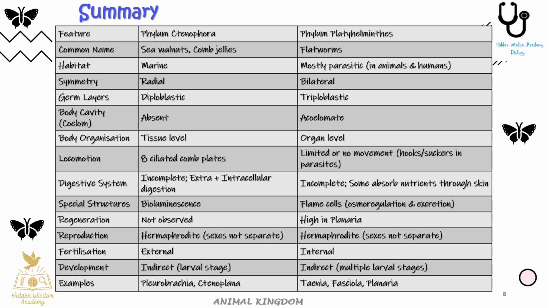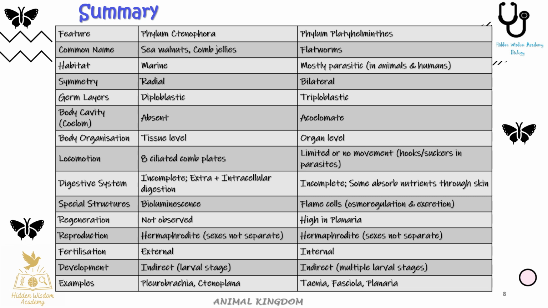Ctenophores are diploblastic, while platyhelminths are triploblastic. Ctenophores lack a coelom, while platyhelminths are acoelomates. Tissue-level organization is seen in Ctenophora, but organ-level in platyhelminths. Ctenophores move using 8 ciliated comb plates, while flatworms show limited or no movement, especially in parasites. Both have incomplete digestive systems, but ctenophores exhibit both extracellular and intracellular digestion.